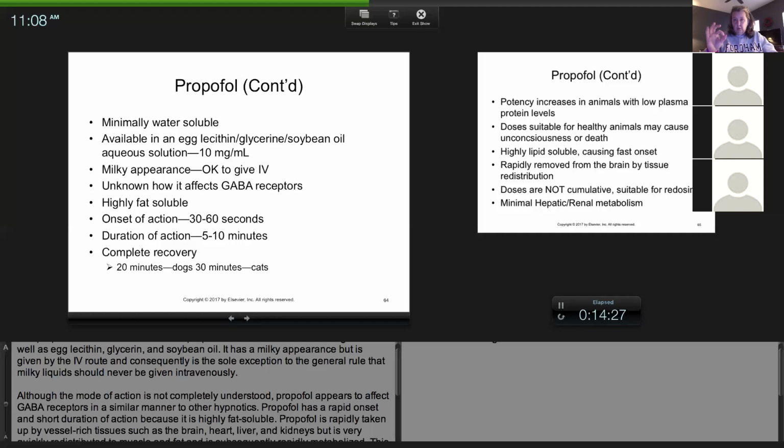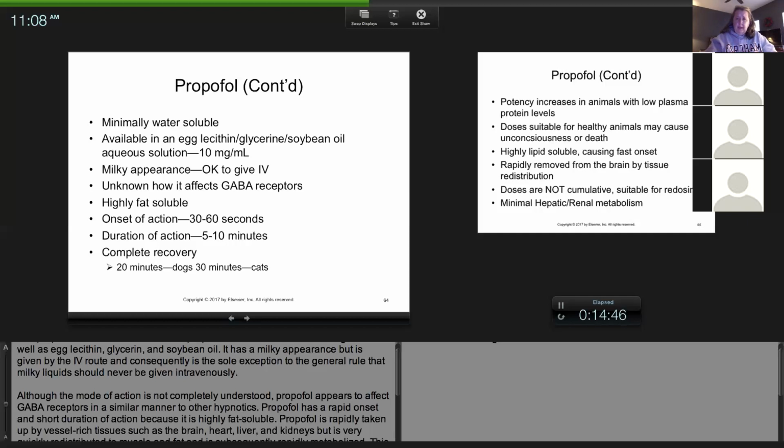So in general, keep that in your mind, because sometimes people give drugs the wrong ways. I would say like 99.9% of the drugs you use are clear if you're going intravenously, except propofol.